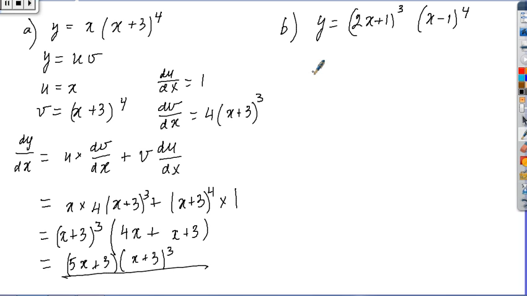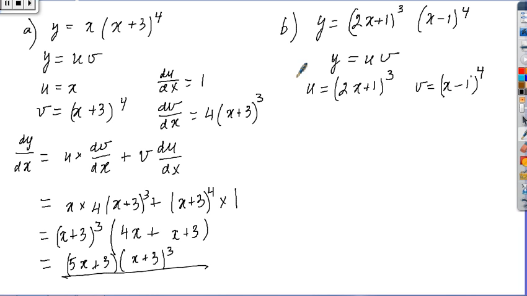And let's try now the second question. This question is in the form y equals uv, where our u is (2x+1)^3, and our v is (x-1)^4. Let's find all our du by dx and dv by dx.